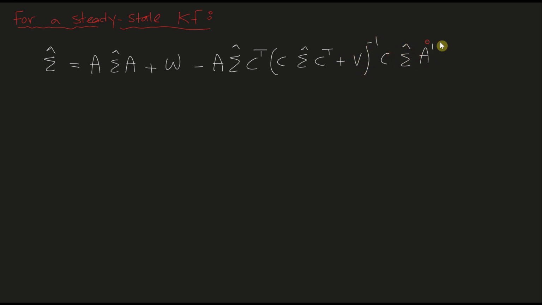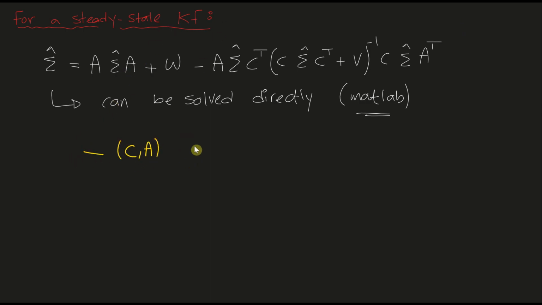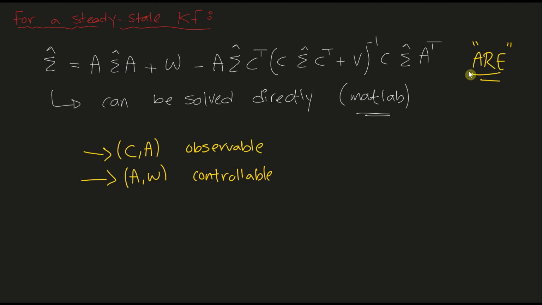And this kind of equation is what we typically call the algebraic Riccati equation, and this can be solved directly via MATLAB or any other software package, such as Python. The major assumptions here are that the C and A combo are observable, and the A and W combo are also controllable. So those are important. And lastly, we call this the algebraic Riccati equation.